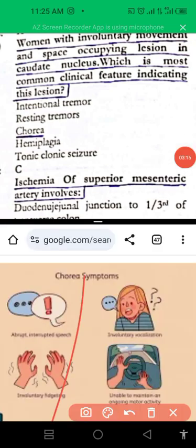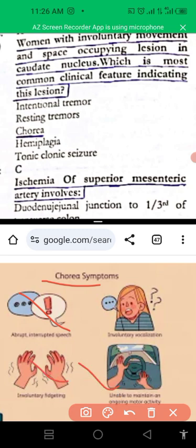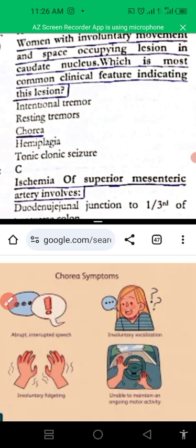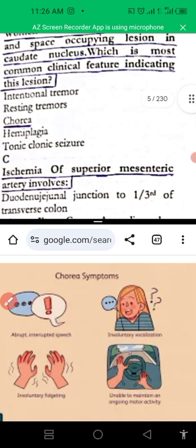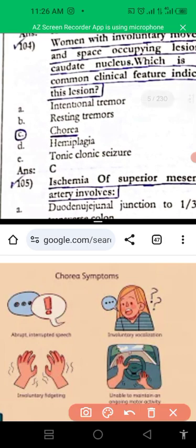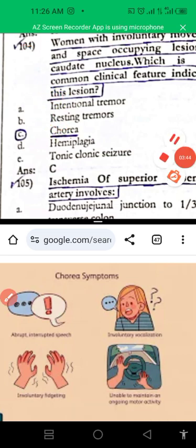As you can see in this picture, there is a typical presentation of chorea. The patient will have abrupt, interrupted speech, shivering of the hands, and inability to maintain posture and movement. Involuntary association will be there. So with a space occupying lesion in the caudate nucleus, the patient will have involuntary movements, that is known as chorea. So in this way you can differentiate.